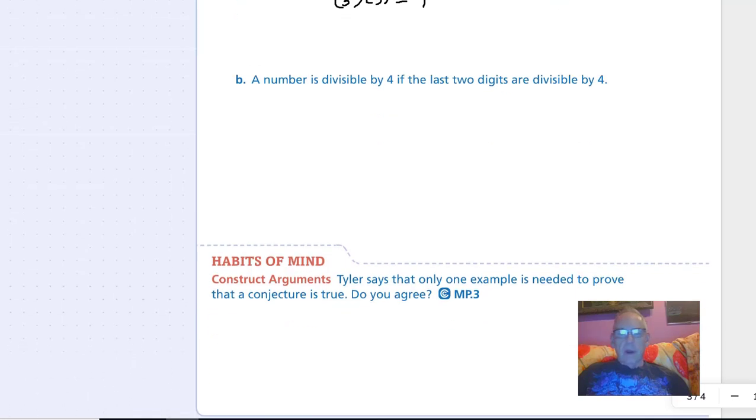So for part B, a number is divisible by 4 if the last 2 digits are divisible by 4. This is actually a rule for divisibility by 4. So let's look at a number like 128. The last 2 digits, 28, is divisible by 4. That gives us 7. So that means that 4 should go into 128. And it does. It goes 32 times.